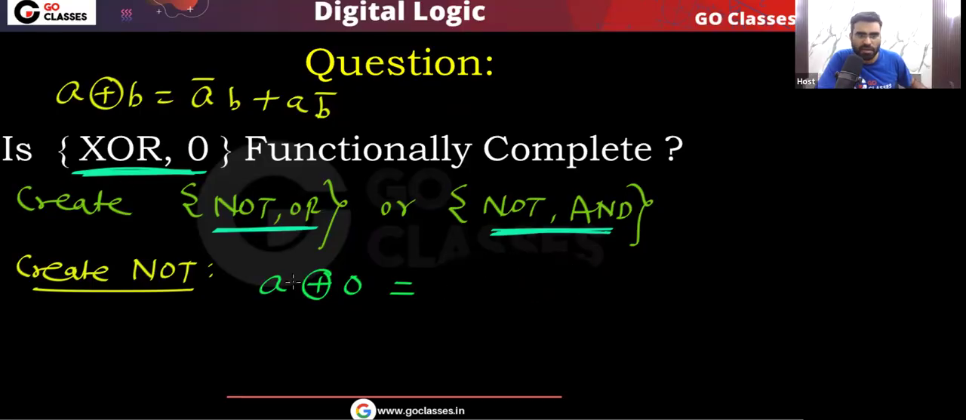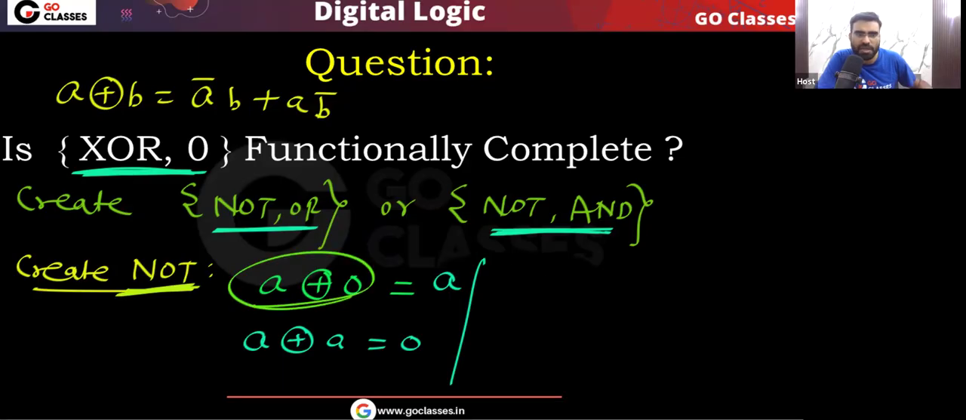That is actually A. So, is there any way? For example, if I do A XOR A, that is 0. Can I create A bar? Tell me. Can you give me any way to create A bar? I want to create not. Can I create not? Let me know. Please tell me. Is there any way to create not?